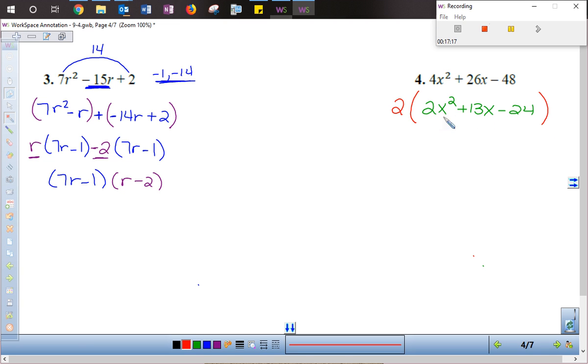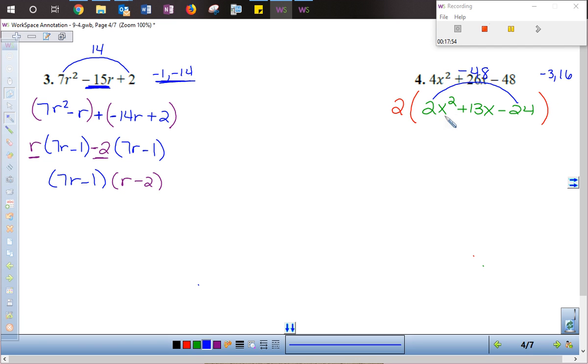Now, inside of my parentheses, I can keep going. My a value is not equal to 1, so I have to frowny face factor. So I'm going to multiply 2 times negative 24 to get a negative 48. And let's find the factors of negative 48 that add together to be positive 13. So go ahead and pause the video, find 2 factors that multiply together to be negative 48 and add together to be positive 13. Hopefully you got those 2 factors to be negative 3 and positive 16.